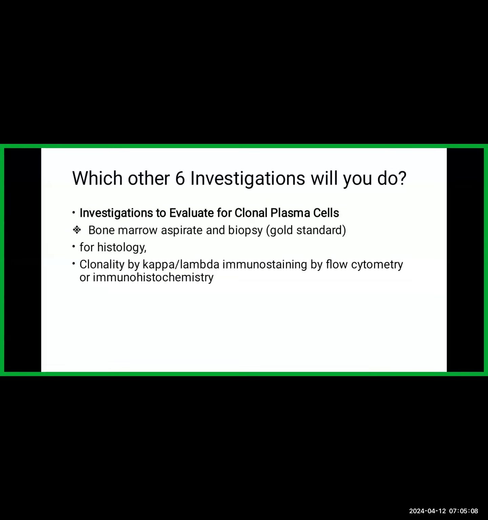So which other 6 investigations will you do? I would like to investigate to evaluate for clonal plasma cells. So the diagnosis has been given to us, but bone marrow aspirate and biopsy is the gold standard for making this diagnosis. And for histology, we want to know if there are kappa or lambda chains.